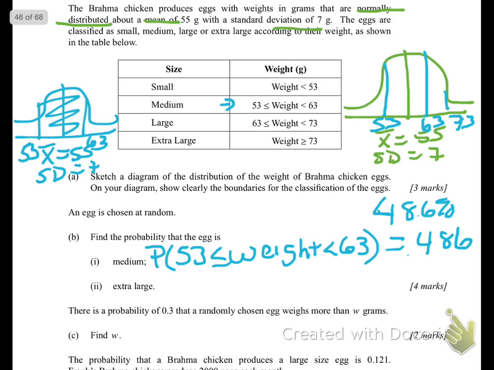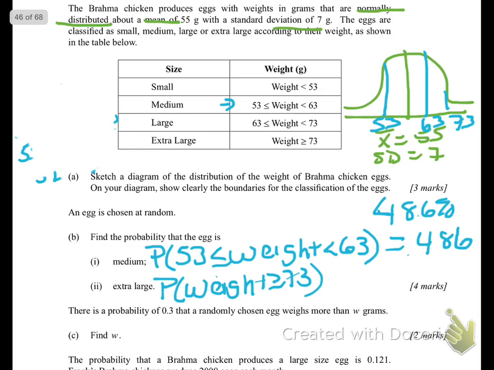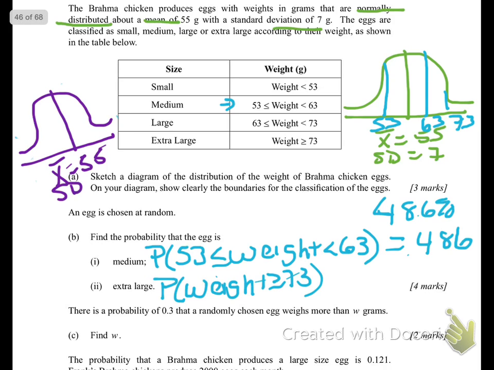Okay, now let's go do extra large. What does this say about extra large? So again, the probability that the weight is greater than or equal to 73. Okay, so I'm going to erase what I have here. Let me go to another color since I'm using a different problem here. Okay, so here's my distribution. Okay, I'm on a slant here. This is not good. And so my mean is still 55. My standard deviation is still 7. And 73 is greater than 55, so I'm going to go to the right, and I'm going to show greater than.